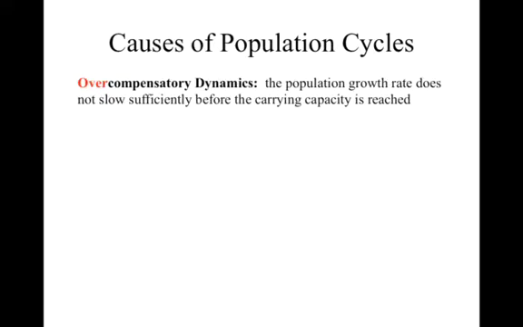All right, different story when we have what we call overcompensatory dynamics. When we have overcompensatory dynamics, the population growth rate does not slow enough before you reach the carrying capacity, and so you accidentally overshoot. It's like running: if you're running really, really fast, sometimes it's hard to stop yourself, and you kind of go beyond where you meant to, and then you kind of fall back, right? And that's what happens with overcompensatory dynamics. The population growth rate doesn't slow until you get really close to the carrying capacity, and so accidentally the population gets up above the carrying capacity and then crashes.